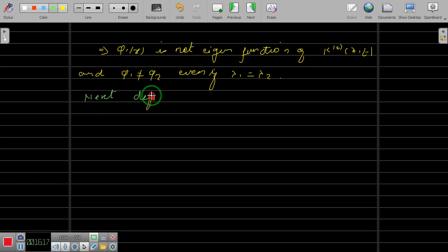Define k3, the truncated kernel k3 of x comma t. You can pause the video and guess how you will define it, using the way we have defined our k1, k2. So this will be k2 of x comma t minus phi 2 of x into phi 2 star of t divided by lambda 2.